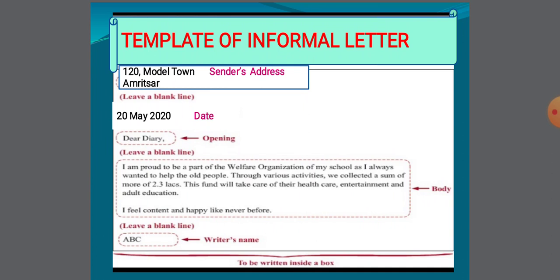Then there is salutation like Dear Aman. Then again leave a blank line. Then you will write the body of the letter. After writing the body of the letter, then again leave a blank line. Then you can write subscription, and then you can mention your name or sign.